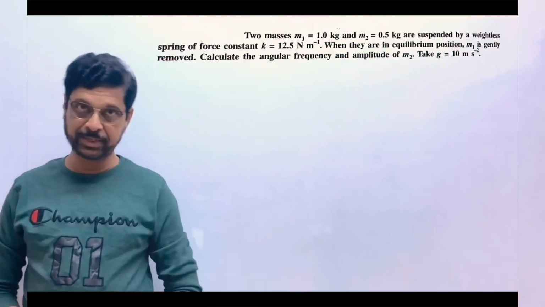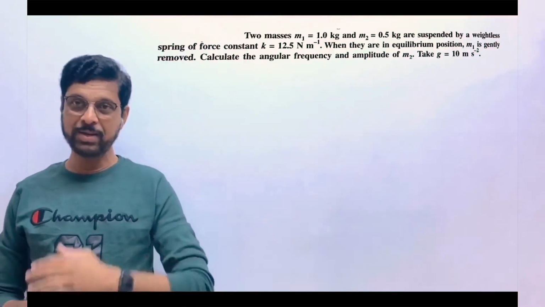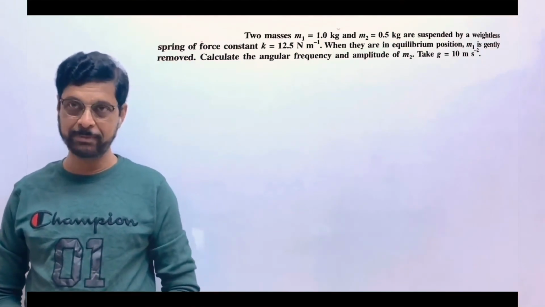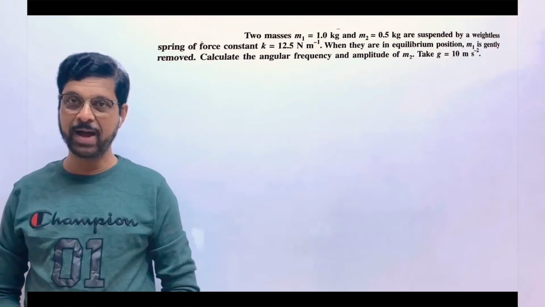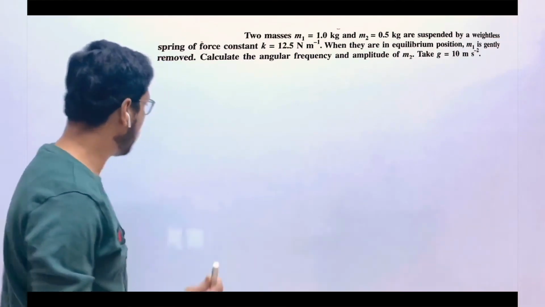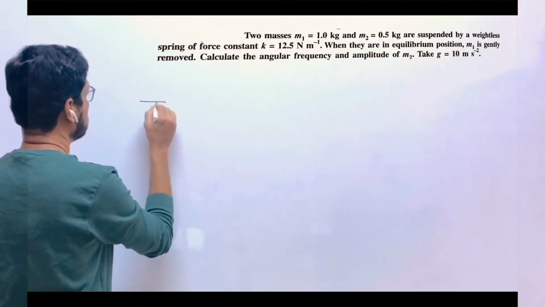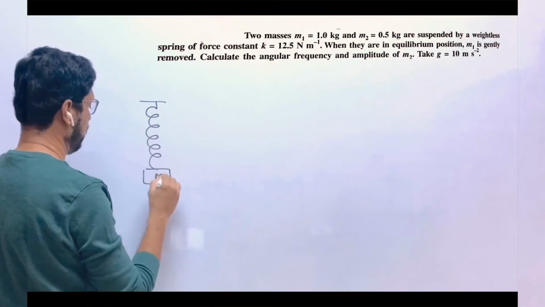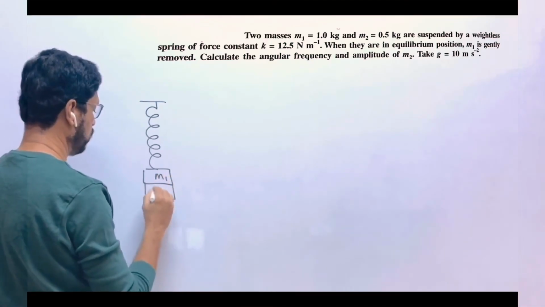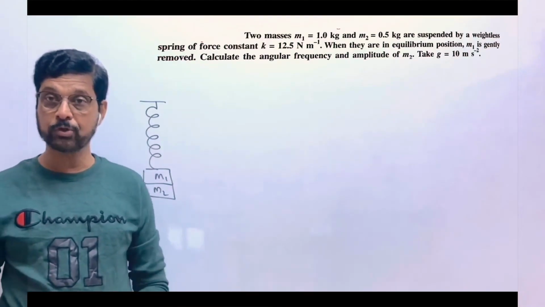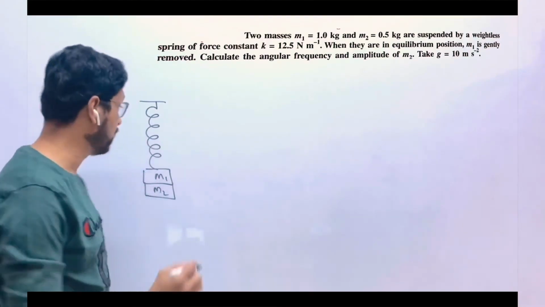So our answer is correct. Two masses, M1 equal to 1 kg and M2 equal to 0.5 kg, are suspended by a weightless spring. M1 and M2 are suspended by the spring of force constant 12.5 Newton per meter.